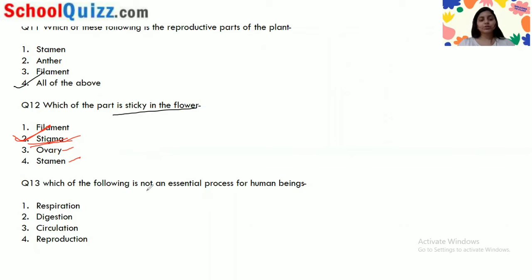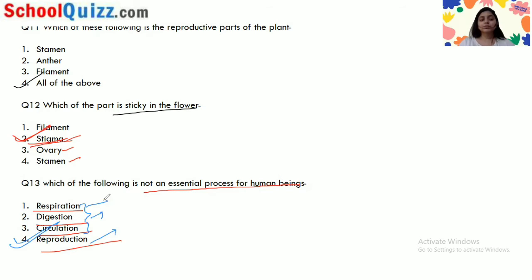Which of the following is not an essential process for human beings? You have respiration, digestion, circulation, reproduction. So what will the answer be? Just pause the video and think. The answer will be reproduction. Reproduction is a process, but we can live without it. If we do not do reproduction, we can still live. But if respiration, digestion, circulation do not happen, our body cannot live.